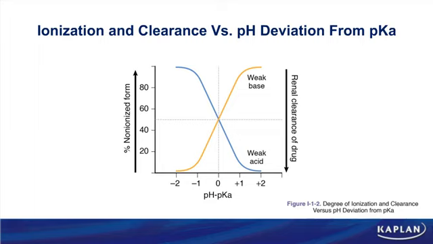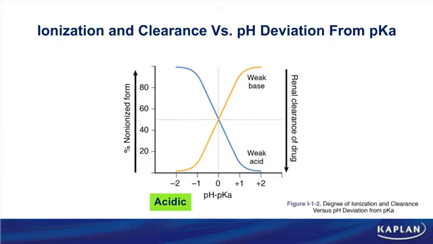So the left side of my x-axis is going to be the acidic side, where the pHs are lower than the drug's pKa. The right side of my x-axis, if I did a calculation, let's say the pH was 7 and the drug's pKa was 5. If I do 7 minus 5 and I get a positive 2, that means the pH is greater than the drug's pKa.